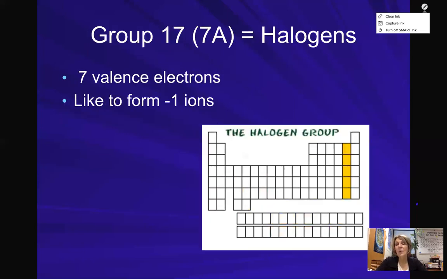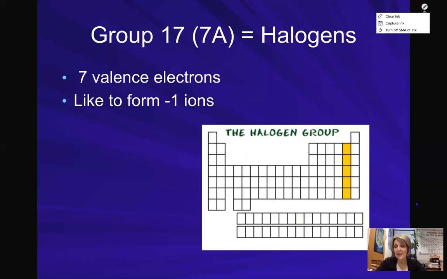And then we have group 17, or group 7A in the old way of numbering columns, the halogens. And the halogens have 7 valence electrons. So you can count over 1, 2, 3, 4, 5, 6, 7. 8 is this next group we're getting to. But the halogens like to gain electrons.